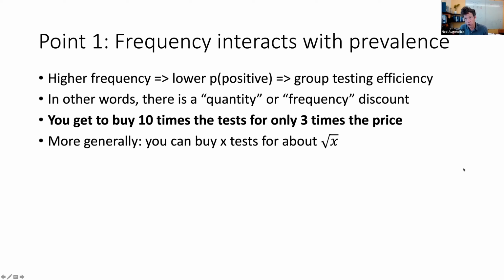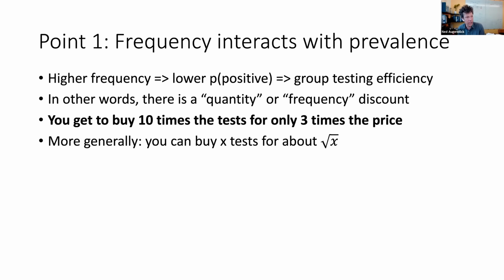So just to again restate the logic, the more frequency you use, the lower the probability of being positive at every point that you test. Given the lower probability of being positive, we have higher group testing efficiency, which means you're using lower amounts of tests in each round. One way you could think about this would be something like a quantity or frequency discount. It's almost like you go to the store and you say, hey, I want to buy more times a month. And they say, oh, that's great. We can actually give it a little bit cheaper. So you can buy 10 times the tests for about 3 times the price.